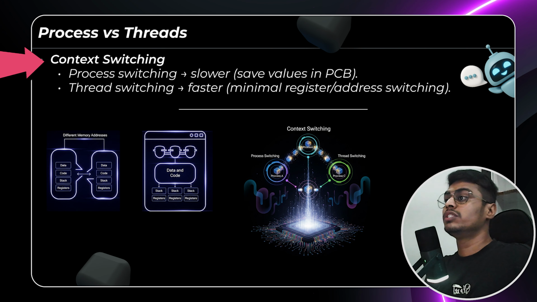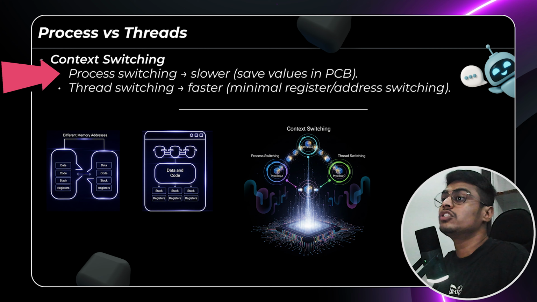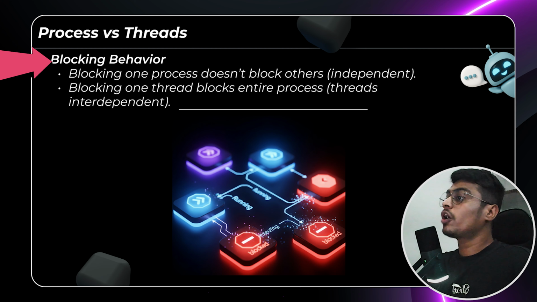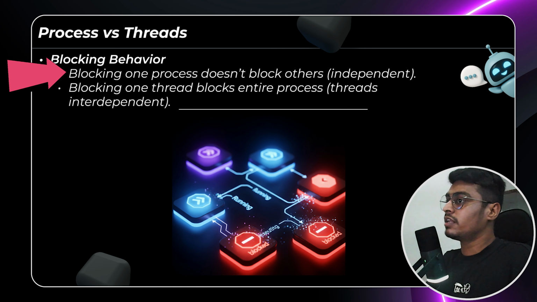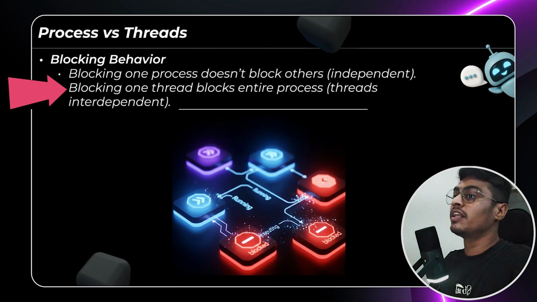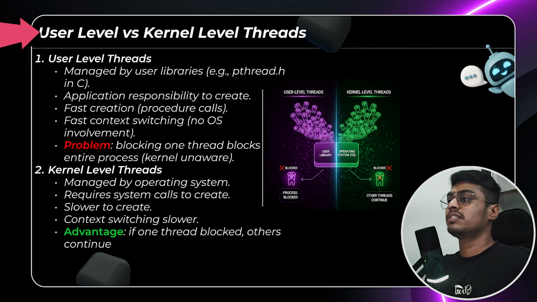Now context switching. Process context switching is slower because you must save all values in the PCB, the process control block, with the operating system's help. Thread switching is faster, only registers and addresses need minimal switching. Now blocking behavior. Blocking one process doesn't block another process, they are independent, but blocking one thread blocks the entire process because the kernel doesn't know about the threading. It is a user level or application level responsibility. This blocking difference is crucial. Processes are independent but threads are interdependent because they share memory and addresses. Now we have to solve this problem in user level versus kernel level threads.